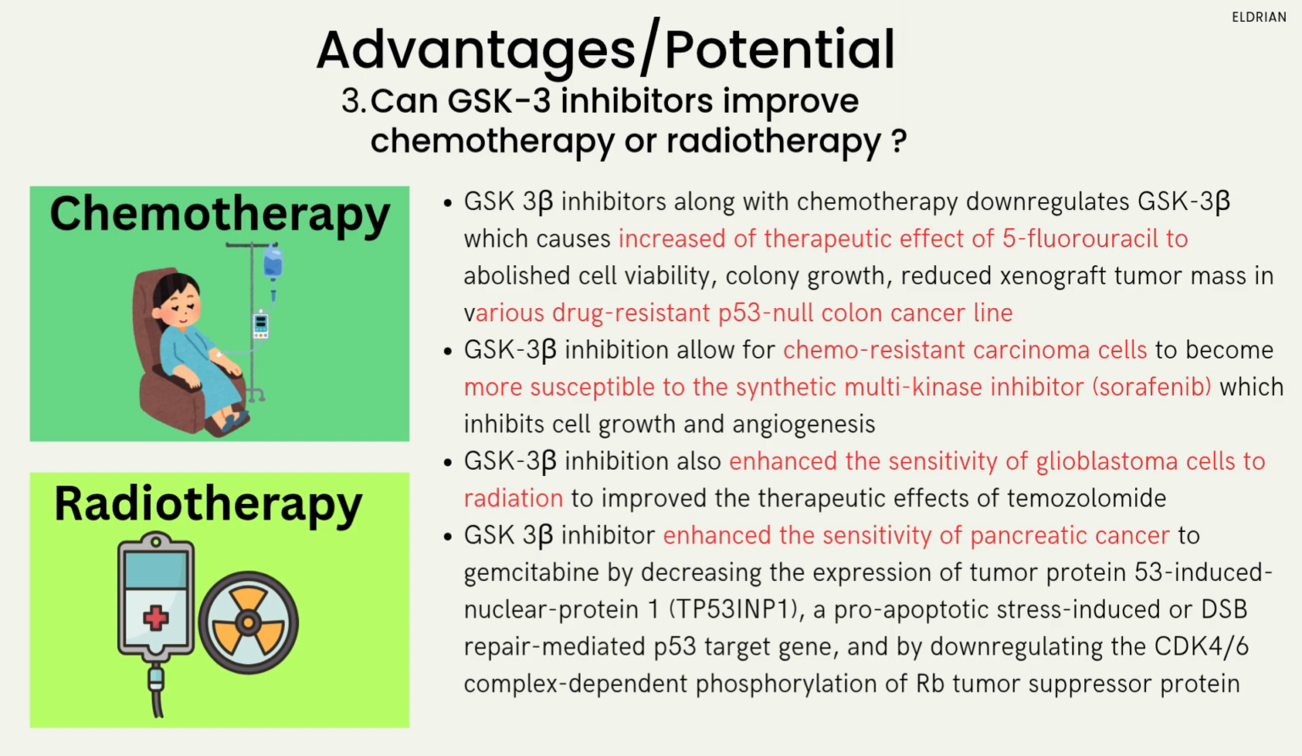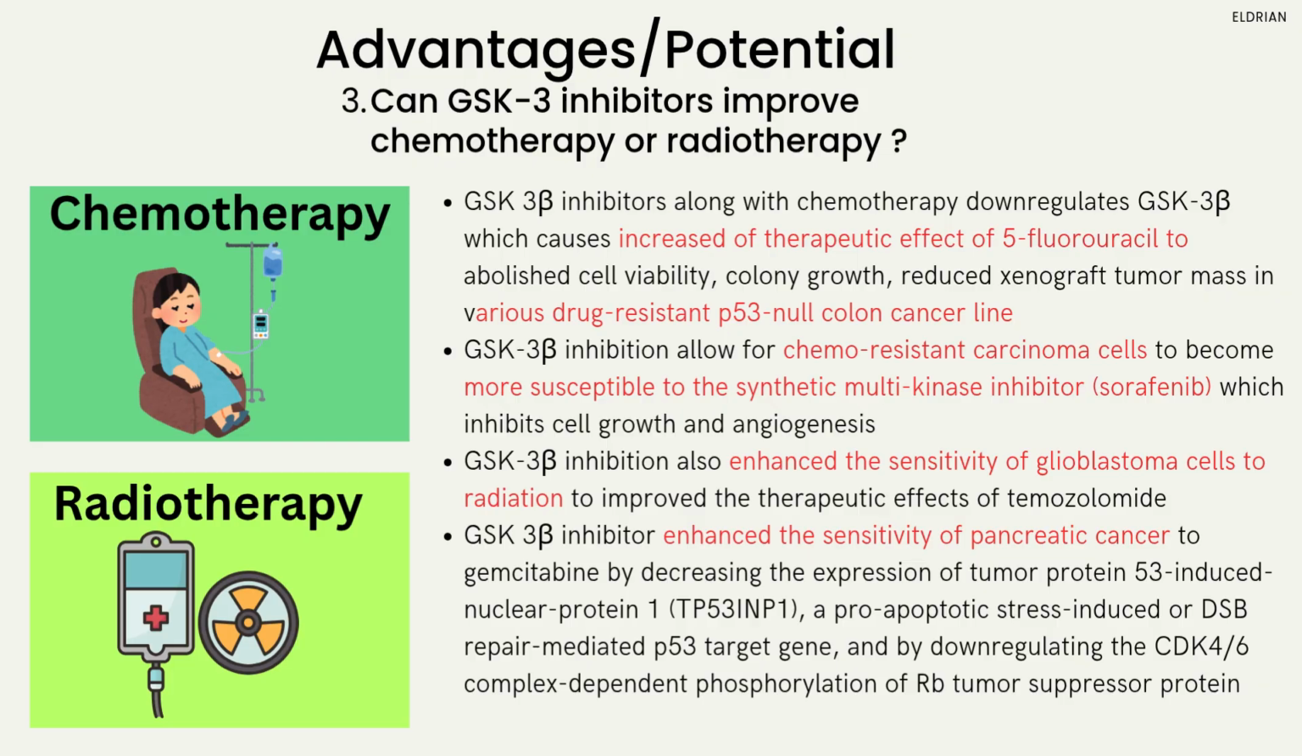One of the advantages of using a GSK-3 inhibitor is that it can improve chemotherapy or radiotherapy. For example, a GSK-3 beta inhibitor along with chemotherapy downregulates GSK-3 beta, which causes an increase of the therapeutic effect of 5-fluorouracil to abolish cell viability, colony growth, and reduce xenograft tumor mass in various drug-resistant P53 null colon cancer lines. Also, GSK-3 beta inhibition allows chemo-resistant carcinoma cells to become more susceptible to drugs such as sorafenib, which helps to inhibit cell growth and angiogenesis.